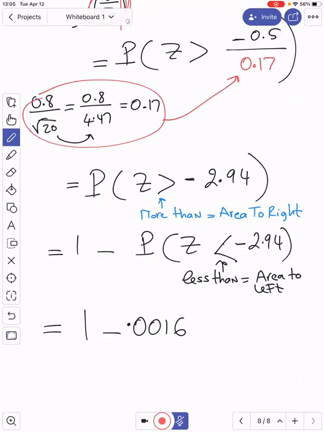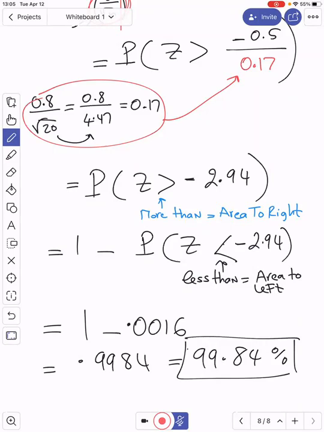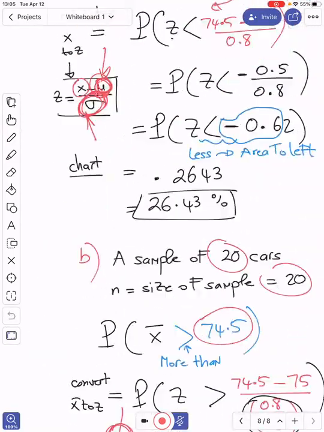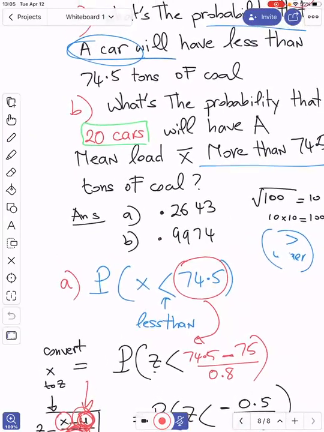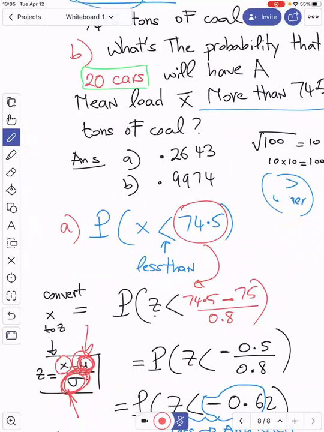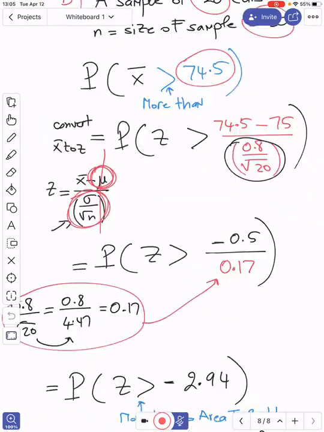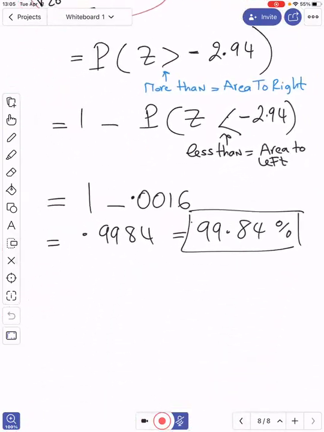So again, that's nearest tenth, negative 2.9, and nearest hundredth, it's 0.05. So 0.0016. And so the answer is 0.9984, or 99.84%. And I guess that's the same answer as... Is it 74 or 84? Oh, sorry, this should be 84. All right. Yeah, so it's 99.84 actually.